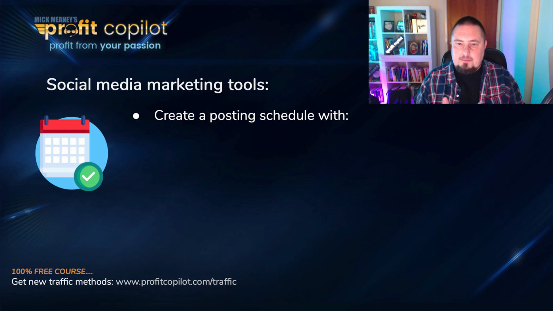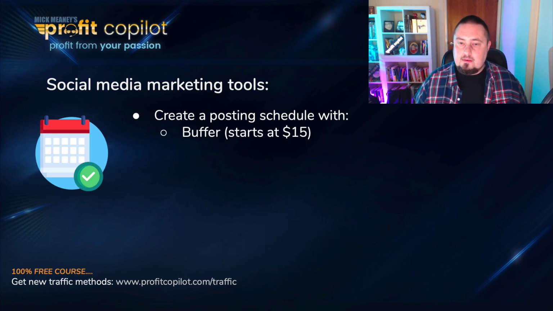So here are the social media marketing tools that I personally use. I've used all of these. The one that I'm using at the moment, that I'm going to show you in a second, is Buffer, but we've got multiple options. So we can create a posting schedule with Buffer that starts at around $15 a month. I'm not affiliated with any of these that I recommend. It is because I've personally used them, benefited from them, and I think you will too.